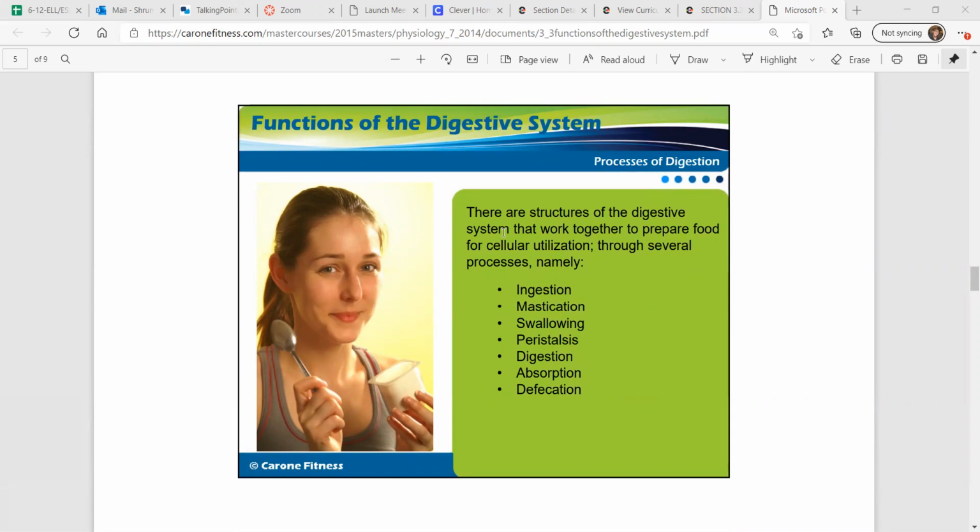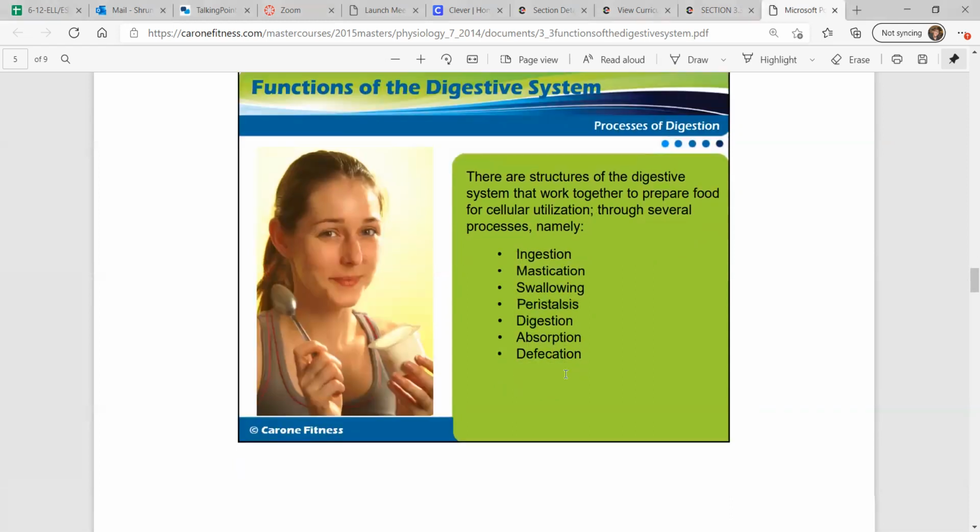There are structures of the digestive system that work together to prepare food for cellular utilization through several processes, namely these. We have ingestion. So you're ingesting, you're taking in food. Mastication. Mastication means to chew. Masticar is to chew in Spanish. So think of mastication as chewing. Swallowing. Peristalsis. Digestion, absorption, and defecation. So I think those speak for themselves, and we'll analyze what peristalsis means later.